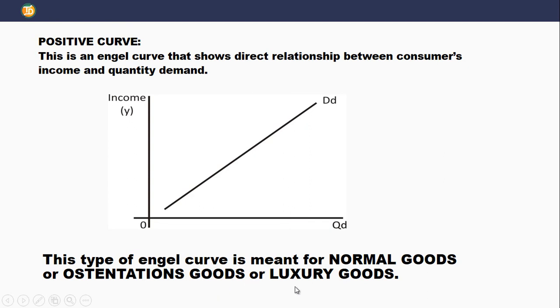The question is, what are normal goods? Normal goods are goods that consumers demand without strings attached to them. So consumers demand them without any condition. Ostentatious goods or luxury goods are goods that consumers demand in order to boost their ego. They are goods meant for their social status, which means there are conditions for demanding such commodities. So at higher income, consumers will demand more of such commodities.